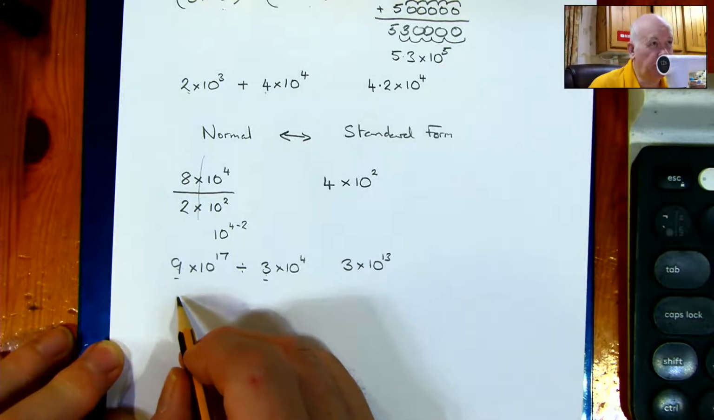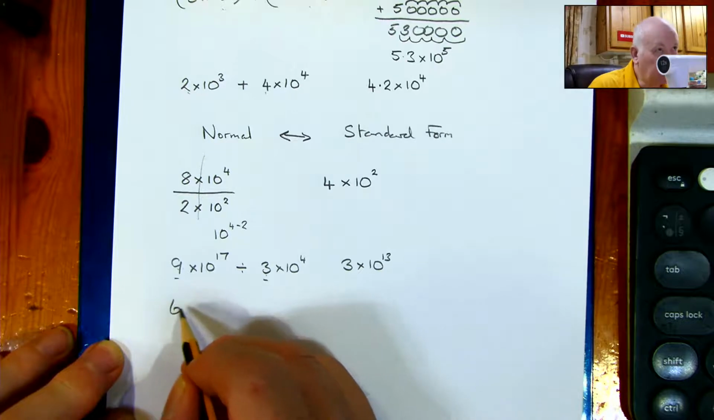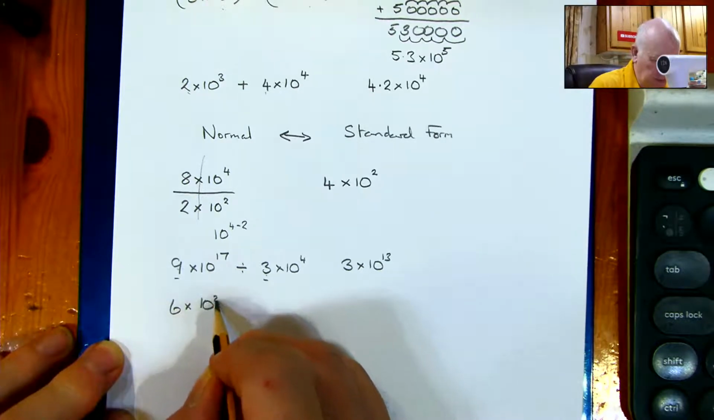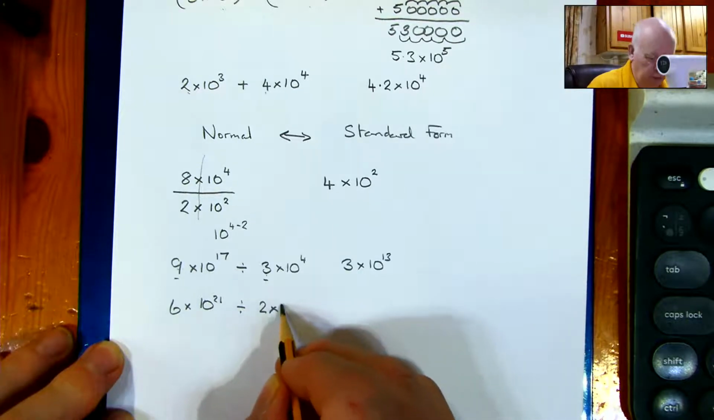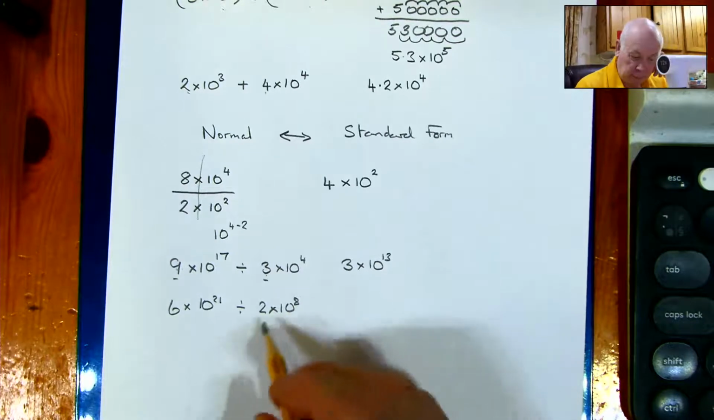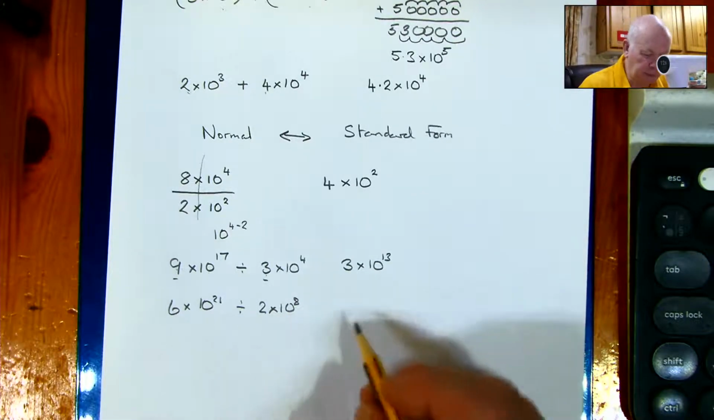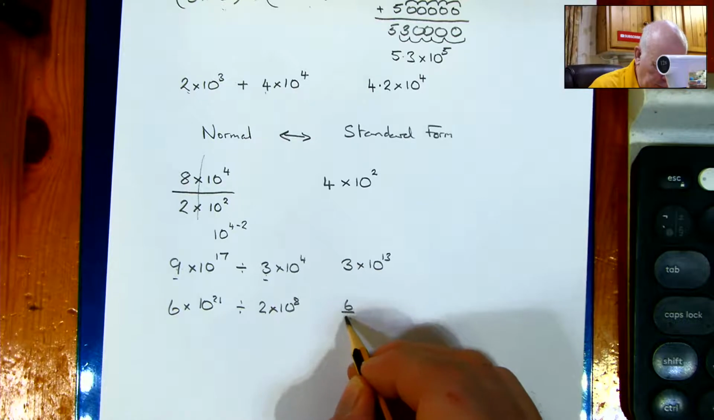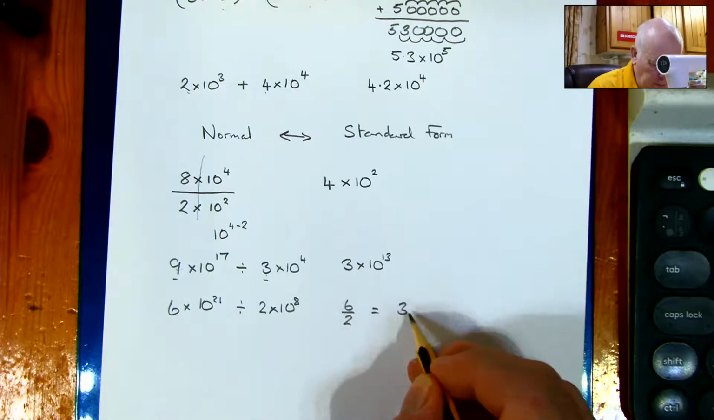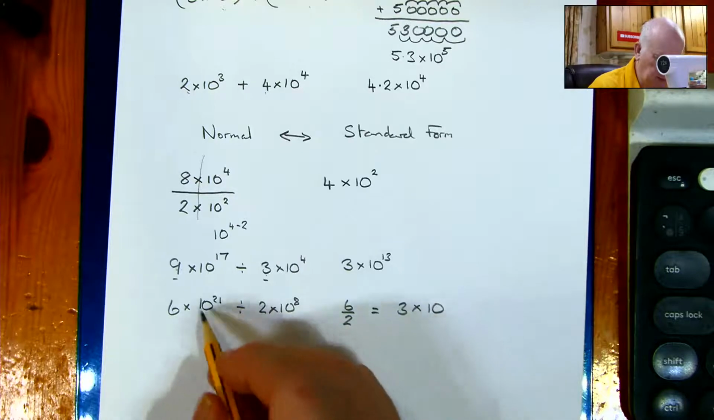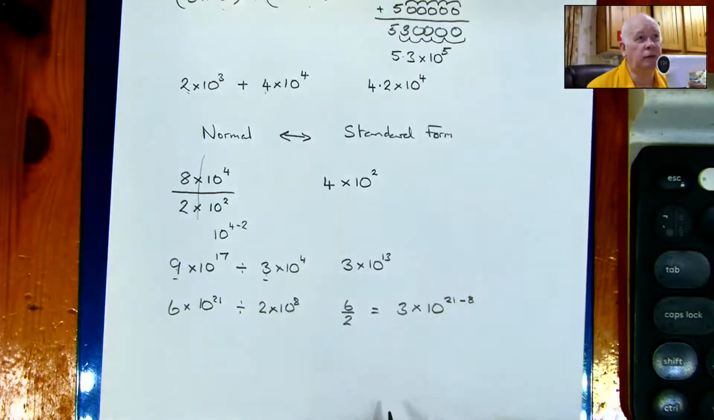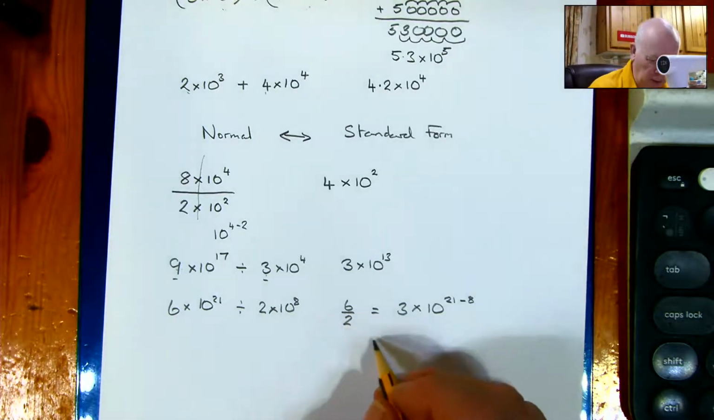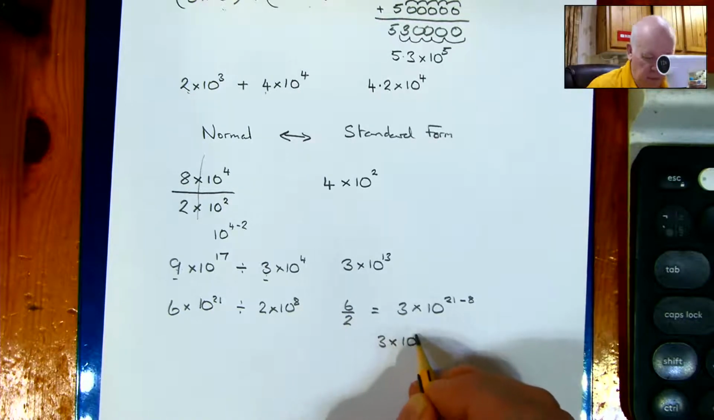We'll try one more of these. Let's have 6 times 10 to the 21, and I'm going to divide this by 2 times 10 to the 8. Divide the whole numbers first, so it's going to be 6 divided by 2, which is going to give me 3 times 10 to the, and we start with 21 minus the 8, and we can quickly work that out as 3 times 10 to the 13.